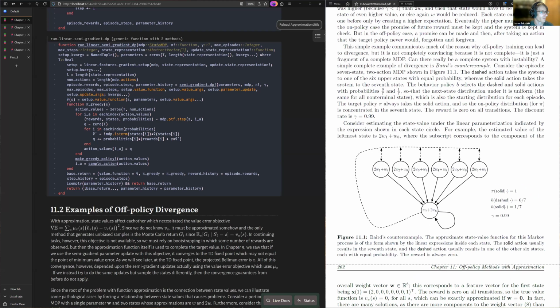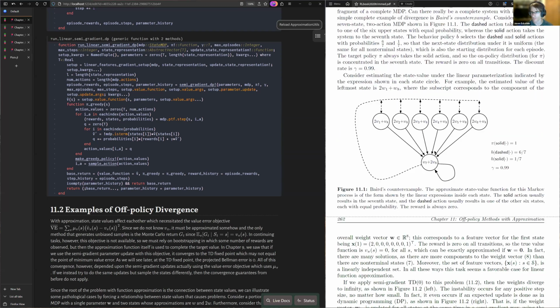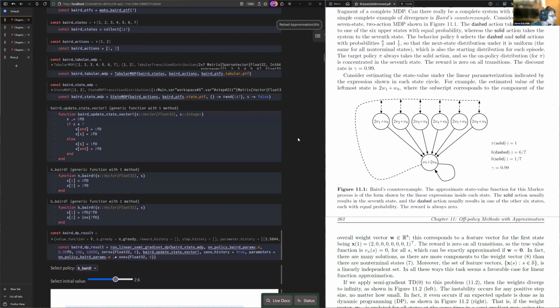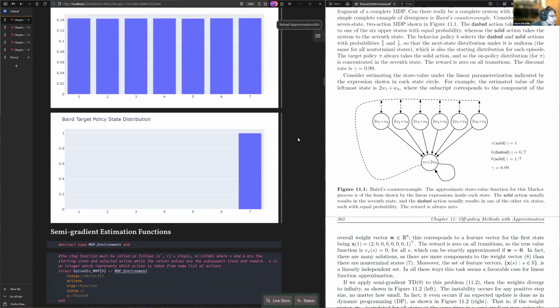But in this counterexample, this is set up as a continuing problem, and at first you can forget about these parameters in here. Imagine there are just 7 states in this problem, so there are 7 distinct states, all of the states up here. And actually, how do I do this? Hold on, I'm trying to remember.